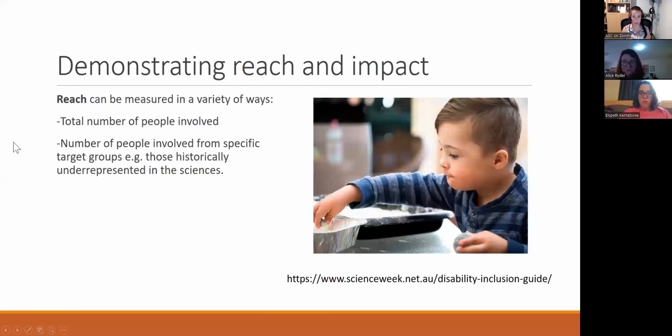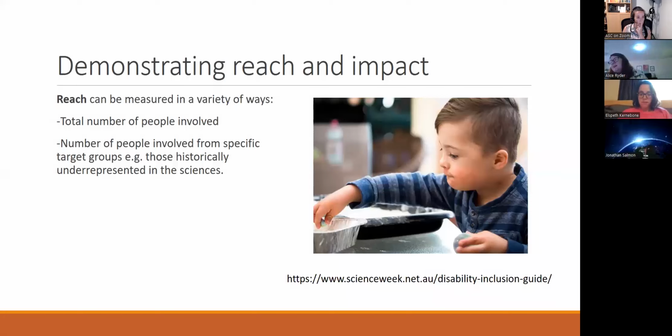So how can you demonstrate reach and impact? Reach can be measured in a couple of different ways. You could think about the total number of people who are involved. That's usually the first thing that comes to mind when we think about the reach of an event. But you can also think about the number of people involved who are from particular target groups. So groups that are historically underrepresented in the sciences.